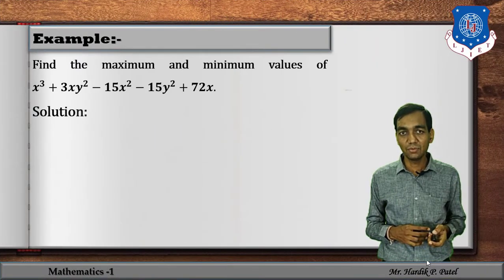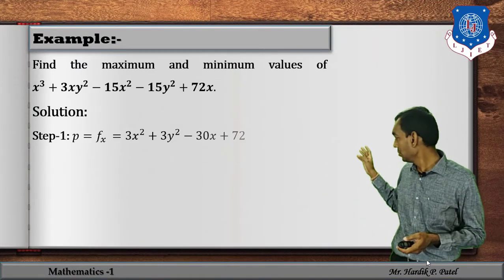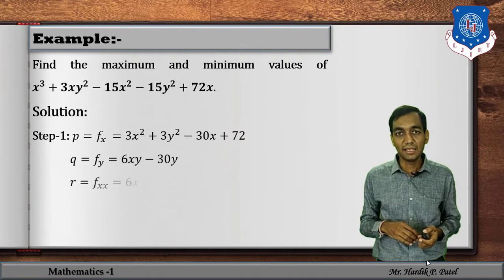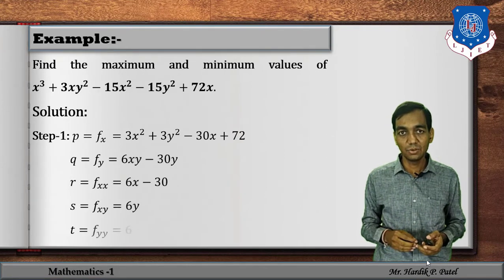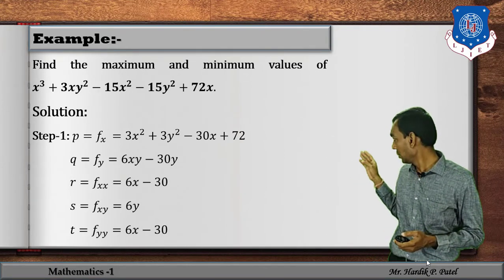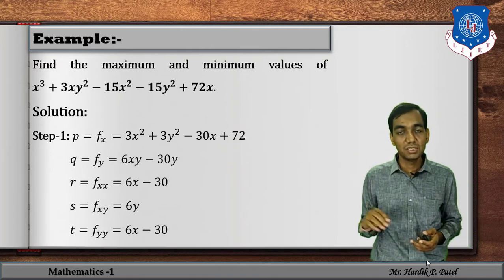In the same manner we are going to take another example. Find the maximum and minimum values of x cube plus 3xy square minus 15x square minus 15y square plus 72x.